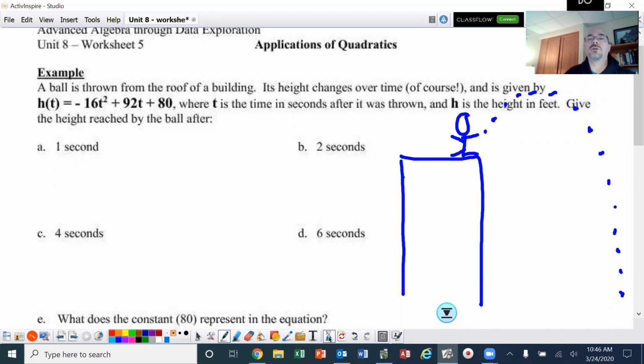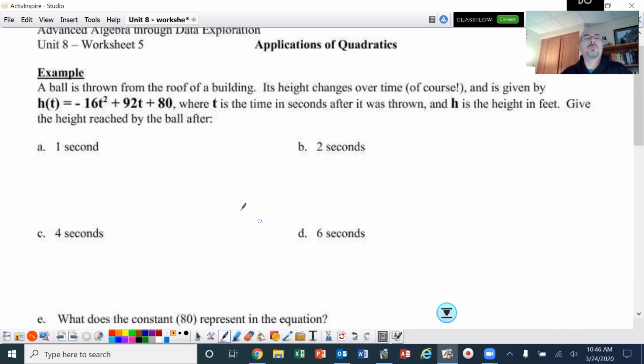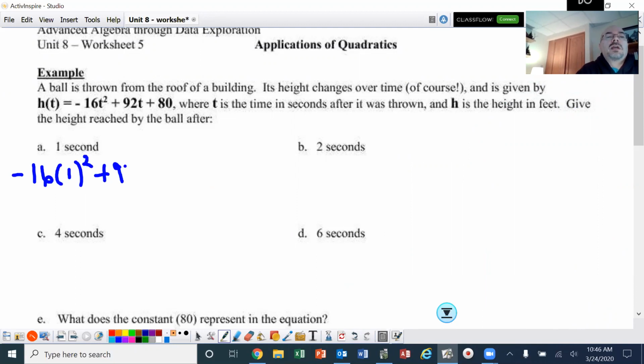have that visual. So the first 4 are pretty straightforward. We're simply going to plug the number into the equation. So this first one, we have negative 16 times 1 squared plus 92 times 1 plus 80. Now I'm going to use the graphing calculator to find this answer, but I'm also going to show you how you can use your phone calculator if you'd rather use that for this. You don't need a fancy calculator to do these problems. Any scientific calculator will work.